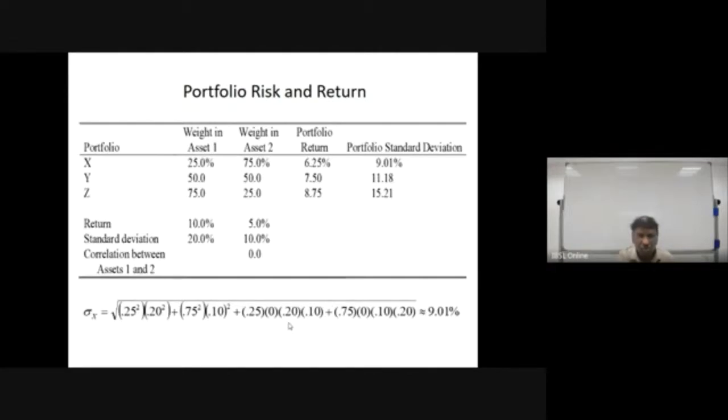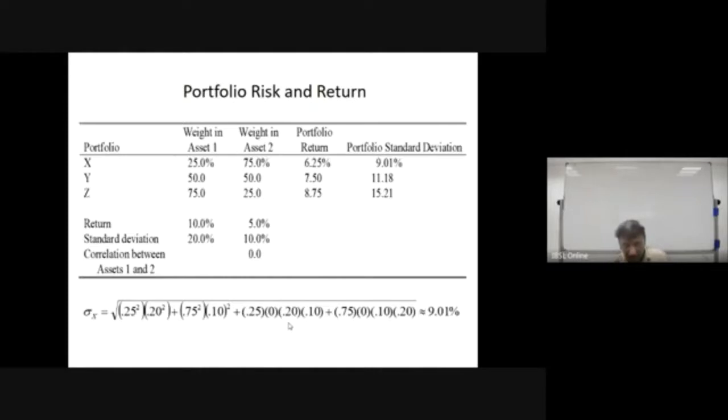These formulas we discussed last time, and we were discussing this particular question where you have two assets. When you structure the portfolio of two assets in different ways, how does the risk and return of the portfolio change? We discussed the first structure, where the portfolio consists of 25% of asset one and 75% of asset two. So you see the portfolio return is 6.25 and 9.01.